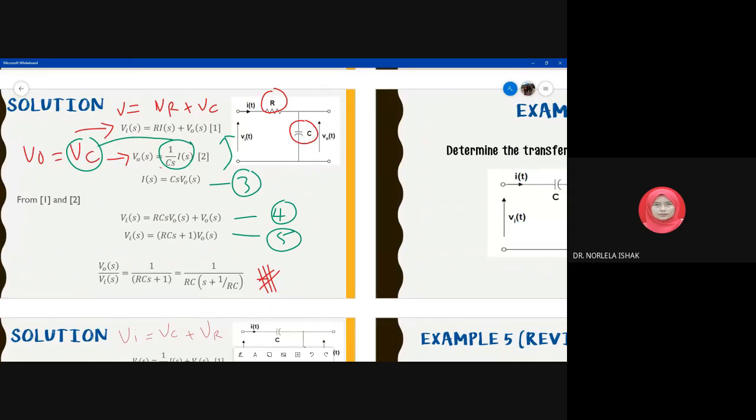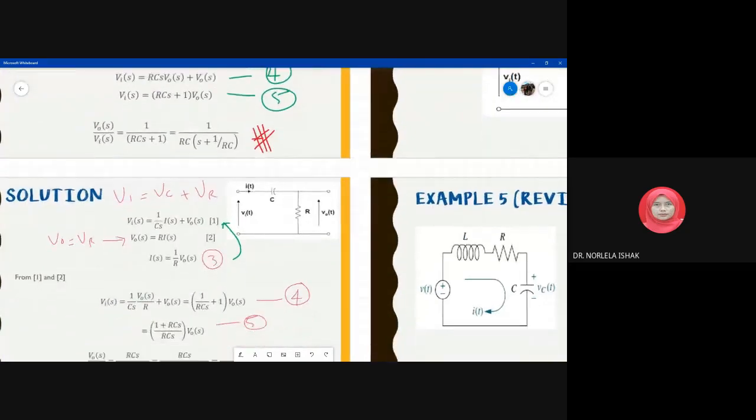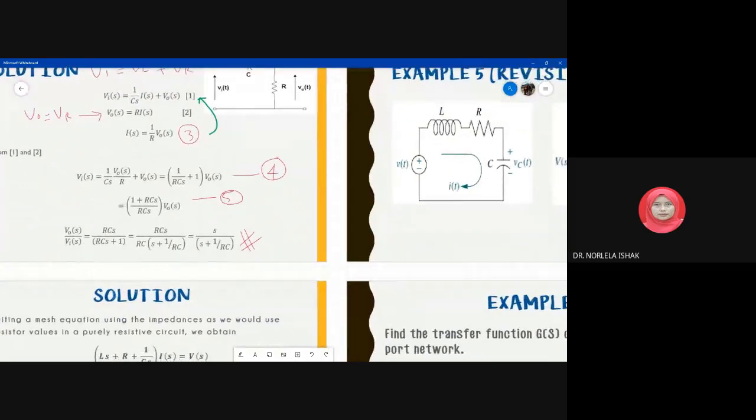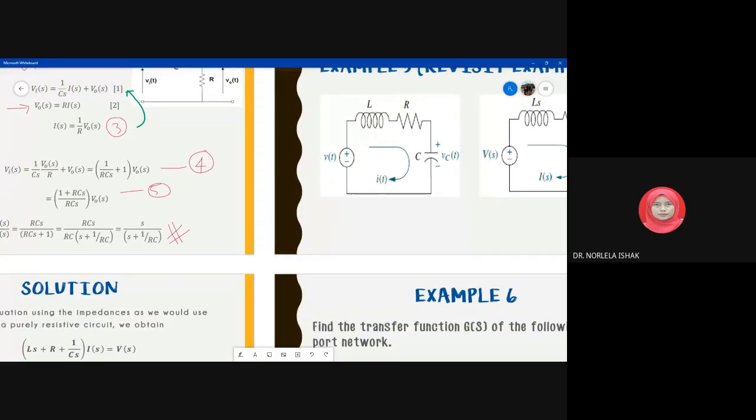Hopefully you can use both for practice, right? At least you have two methods to verify how to define the transfer function for that circuit. Hopefully with both methods, you will be familiar with the two types of analysis.